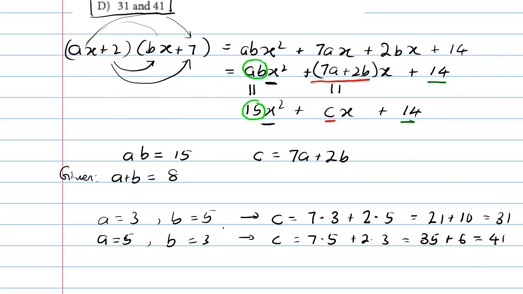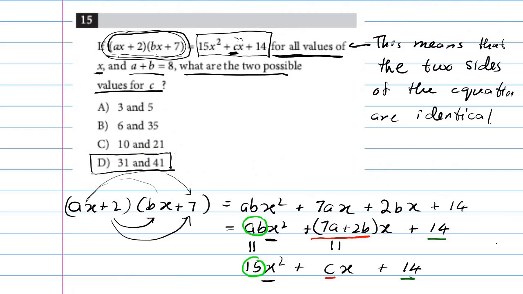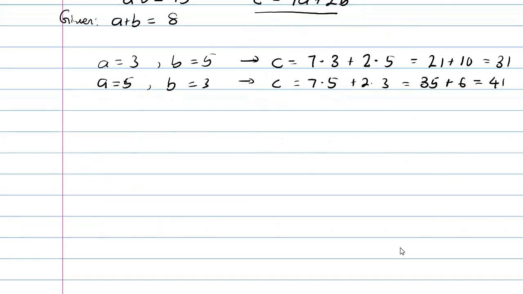Then you end up with the answers a equal to 3, b equals 5. Just use these two values in the equation c equal to 7a plus 2b, and then you end up with two answers, 31 and 41, and that is it. Okay, I hope this was helpful to you. Let's move on to the next question that I am planning to discuss.